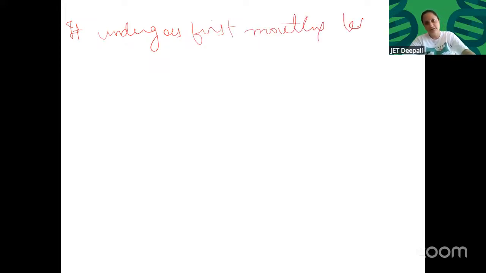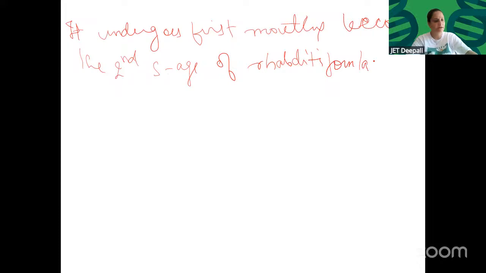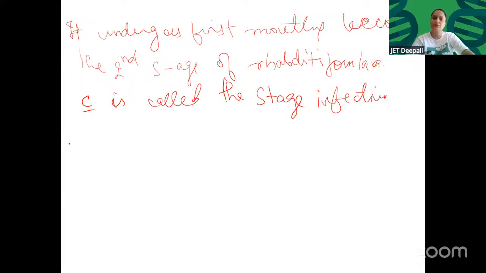First molting becomes the second stage of rhabdiform larva, which is considered the stage infective in humans, which is called the infective stage in human beings. I will not use the word men.